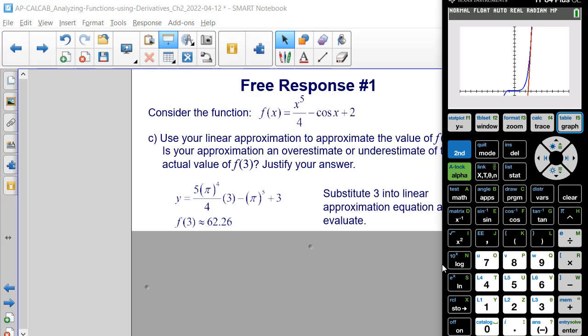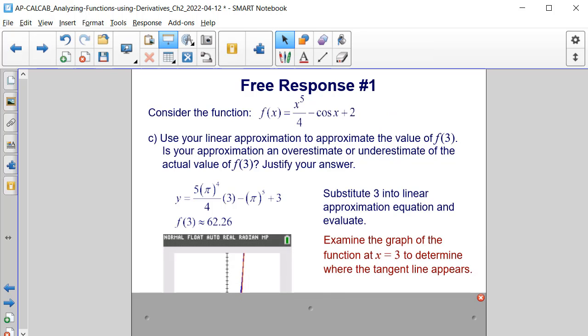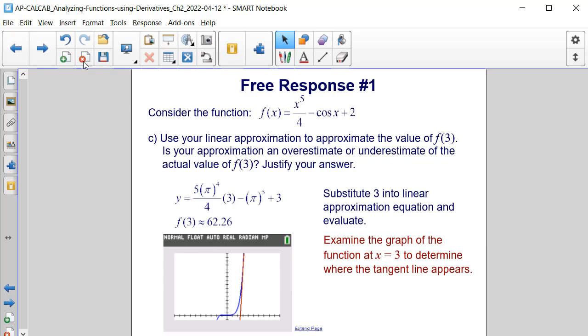So here we can clearly see it's below our regular function, so that makes it an underestimate. So we examined it, and we can clearly see that the tangent line in our graph is below the curve of f of x, therefore it's an underestimate.